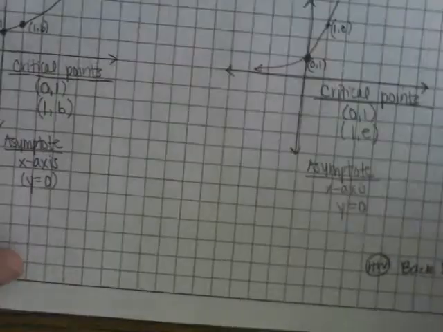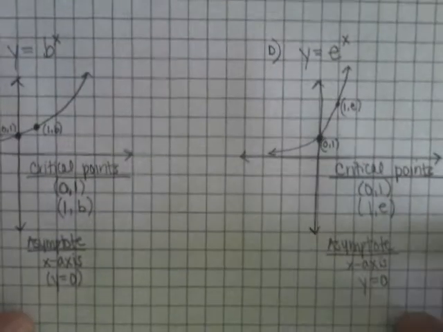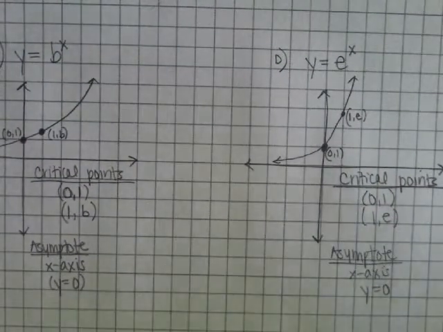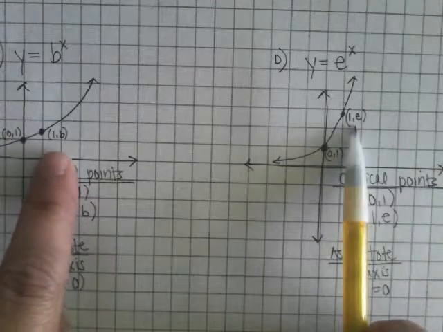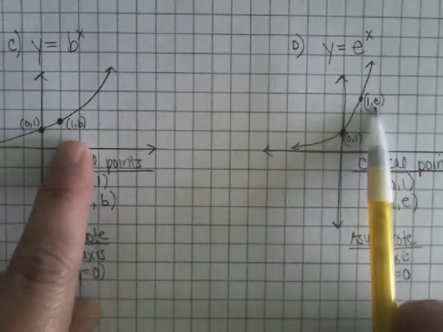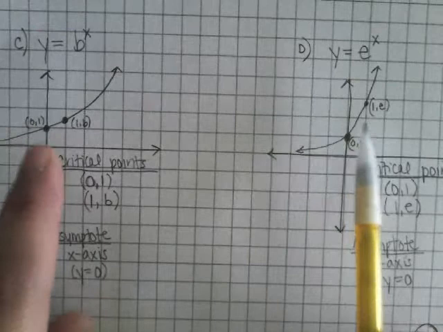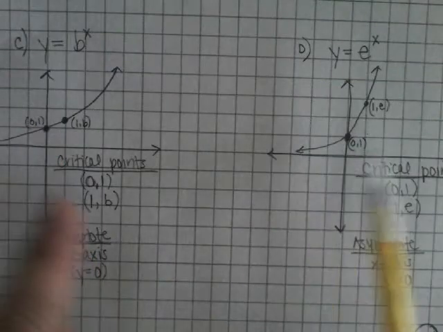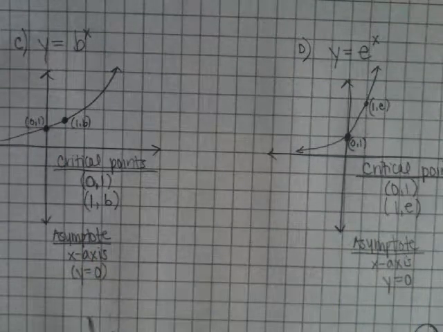Whereas the exponential parent graph, instead of (base, 1), it's (1, base). And instead of (1, 0), it's (0, 1). And instead of the y-axis being the asymptote, it's the x-axis being the asymptote because they're inverse functions. So all things x and y are flip-flops.